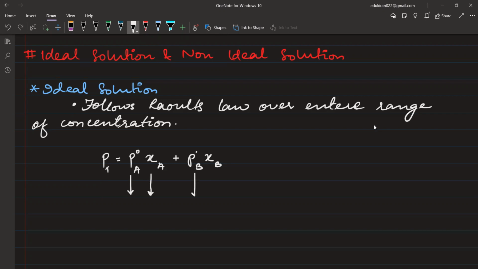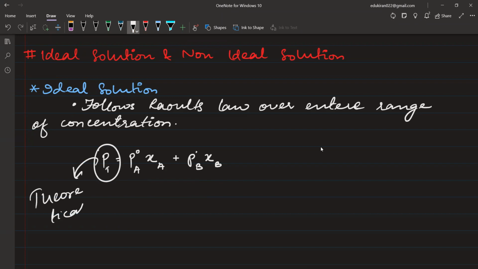So chi A also can be written as it is without doing any experiment. Similarly, P naught B can be taken from the literature. What is the vapor pressure of pure liquid B? And chi B can also be taken theoretically. I can write all the values of P naught A chi A plus P naught B chi B without doing any experiment. And after calculating all of these, the pressure that comes out will be the theoretical pressure, or we can say the calculated pressure.